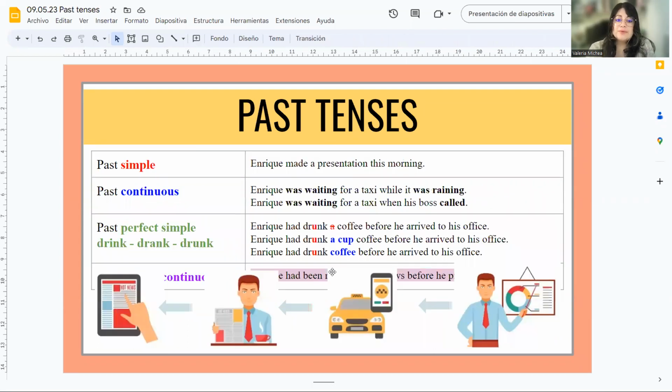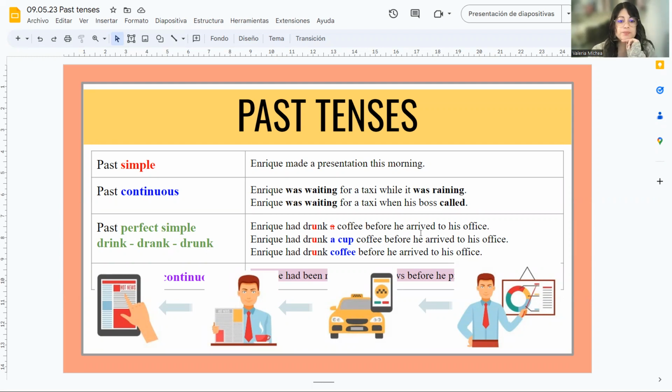Another story that we narrated all together was this one. And we made a story about Enrique, who made a presentation this morning. Before the presentation, Enrique was waiting for a taxi while it was raining. Okay, so here we have 2 simultaneous actions. He was waiting, it was raining. 2 things happening at the same time, same duration. Or we have Enrique was waiting for a taxi when his boss called. Right, so we have something happening in the past and another thing interrupting the action. He was waiting, his boss called.